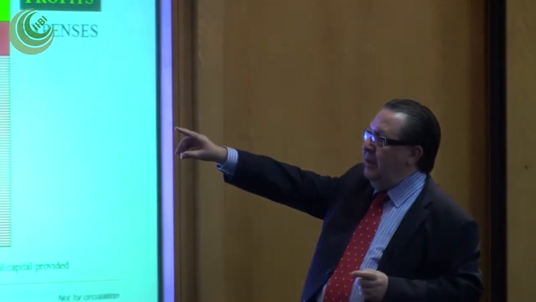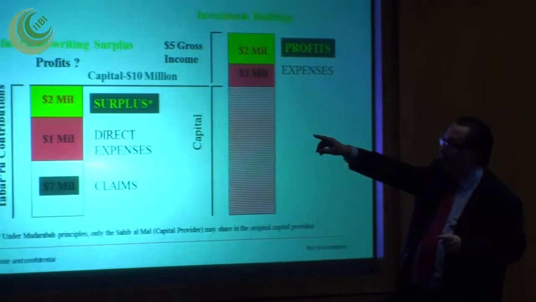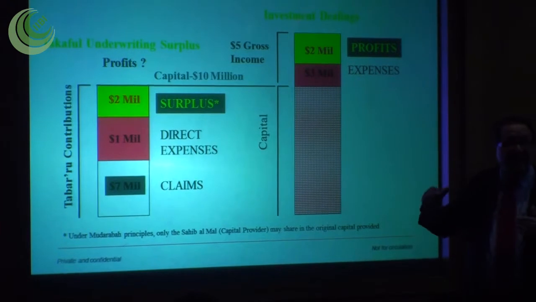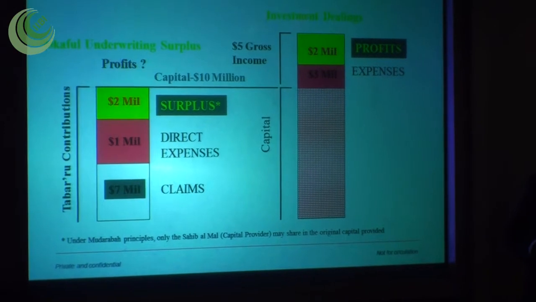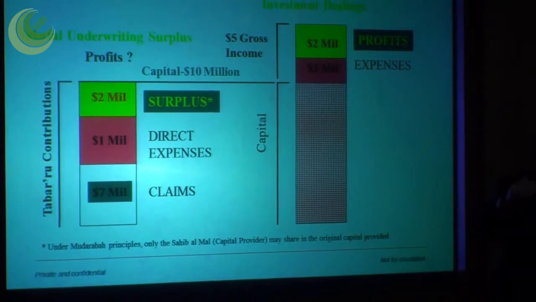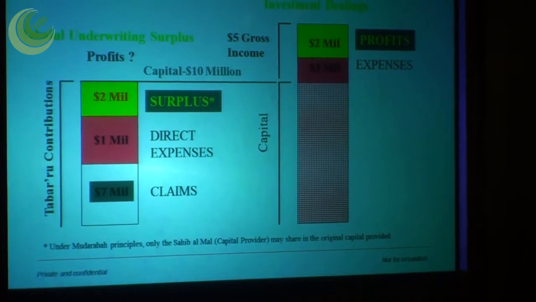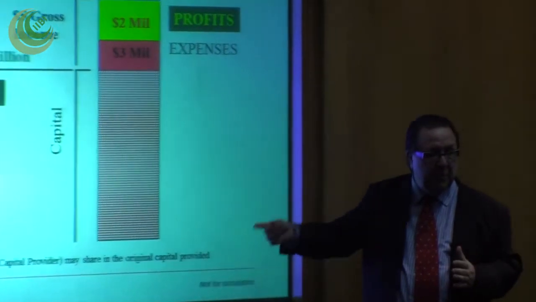If you look over here on how an insurance operation works, you pay 10 million in premiums, you have direct expenses, you have claims, and you're left with 2 million dollars in this case. You've had a successful year, you've had surplus. But the Mudarabah contract doesn't work that way. If your return is less than what you put in, the money has to be returned to the participants. That's why on a non-surplus participation arrangement, the contract works, because the money is going back to the people who paid it.